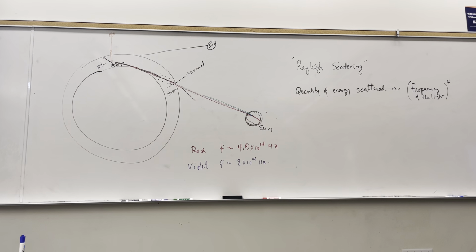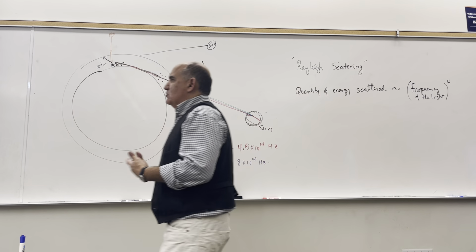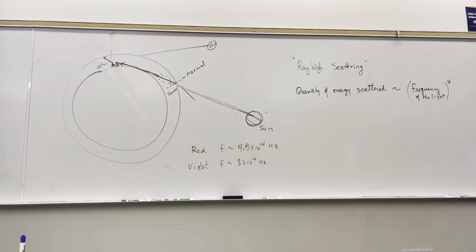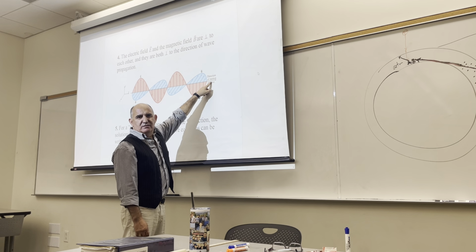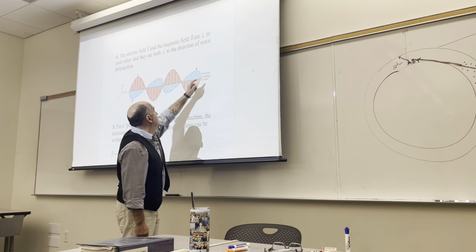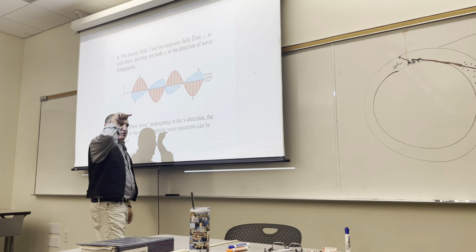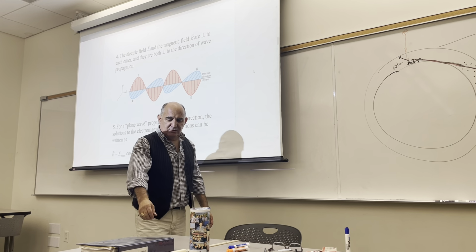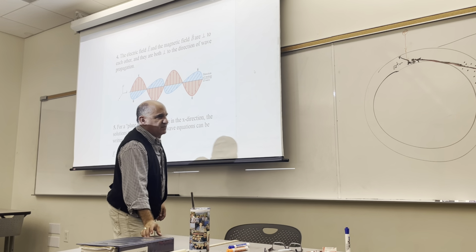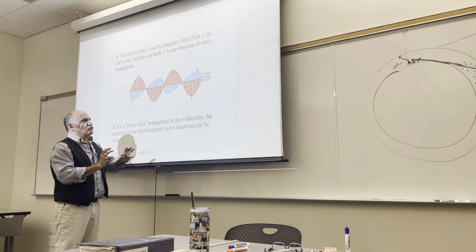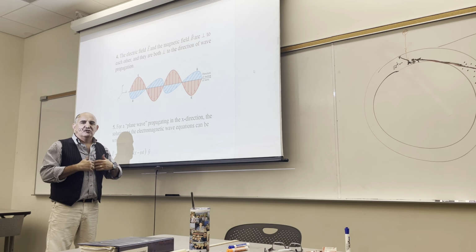I kind of showed a description of the electric and magnetic fields associated with an electromagnetic wave. And in this picture, the direction of travel of the electromagnetic wave is to the right along the positive x-axis, so the wave is going that way. Like I take a laser pointer and I shoot a light that way.